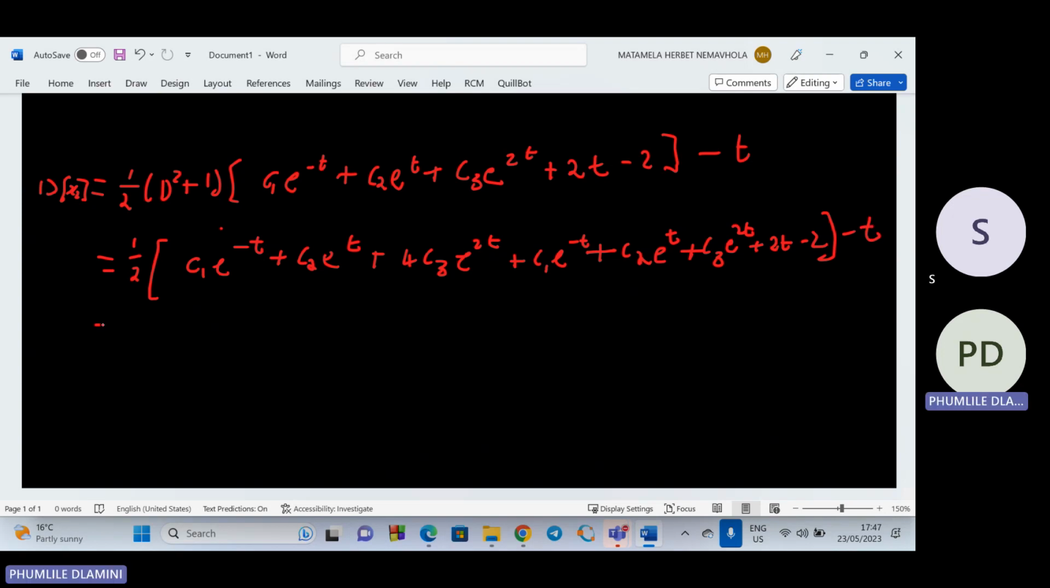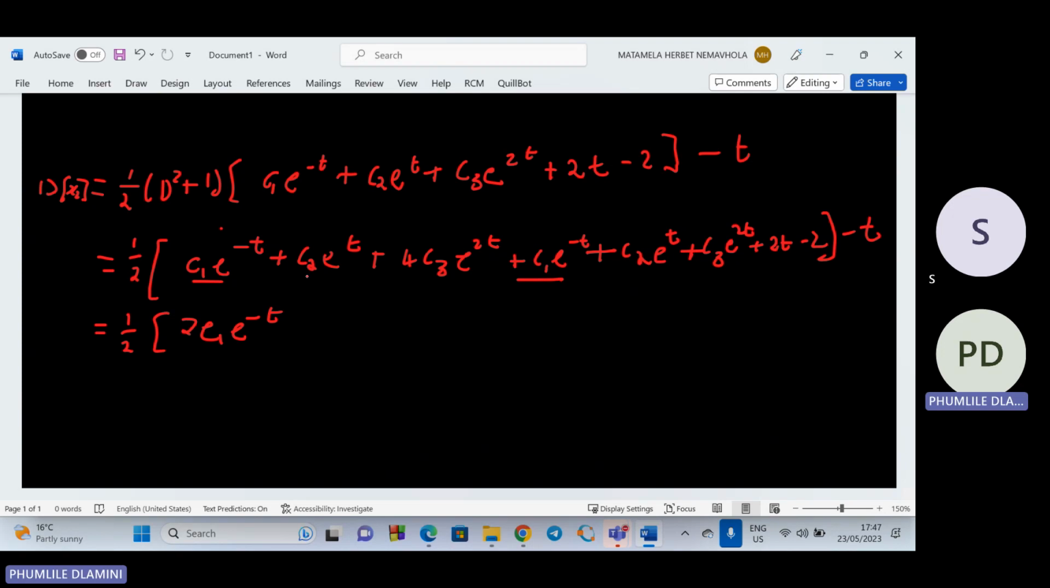So we can add, the first thing that we can do so that you can have a good answer. First, add the like terms. You have this one and this one here. They are like terms. There are 2. It's going to be 2 C1 e to the power negative t.